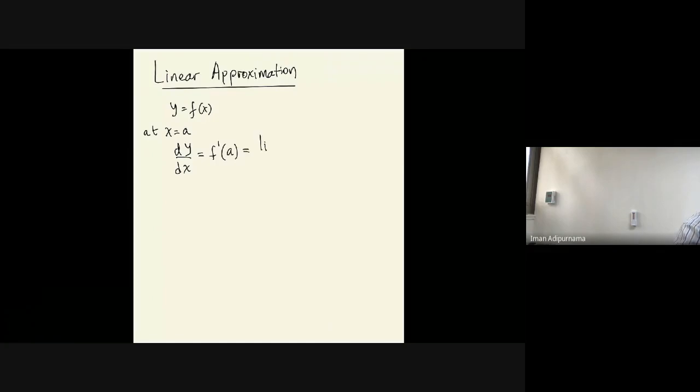And I can write this as a limit as x approaches a of f(x) minus f(a), over x minus a. Basically, it's the tangent. If you see the triangle in the curve, remember? So I can rewrite this derivative. Okay, so this is the limit definition of the derivative.